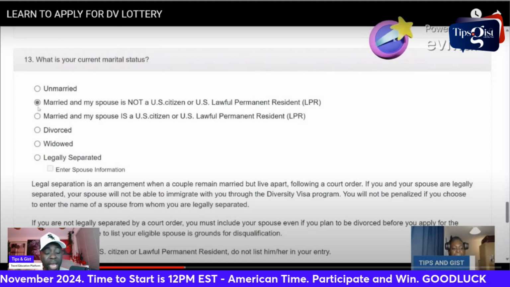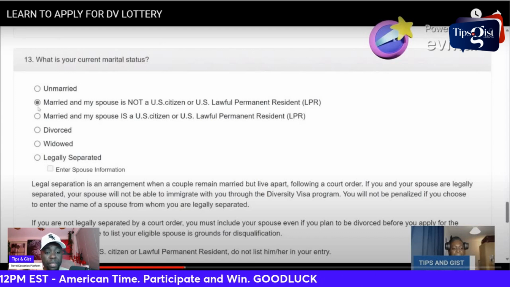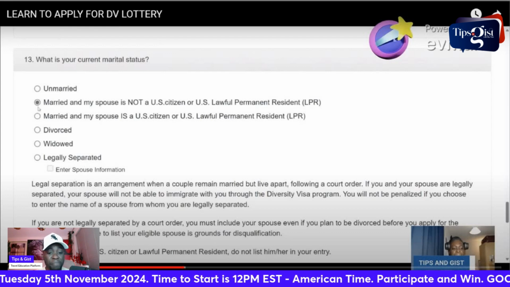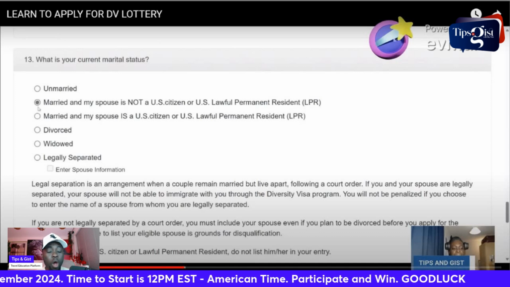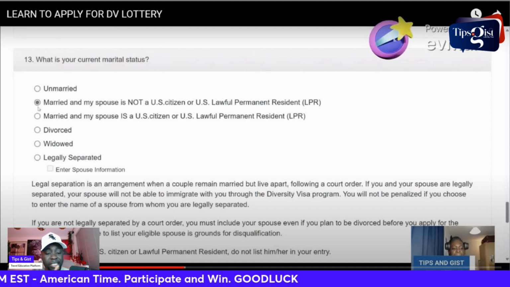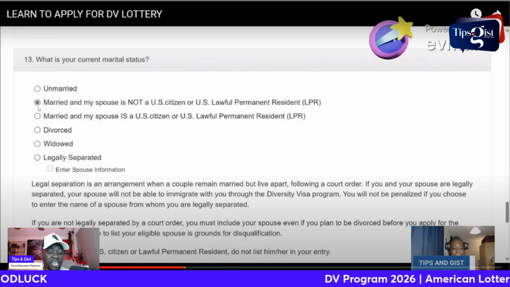You are not even married in the first place. Widowed is somebody whose partner is deceased or dead. You're going to prove it with the death certificate of that spouse. On the death certificate, it will bear the name of your deceased husband or wife. And how do they know that you were married to that person? You will prove your previous marriage certificate as well.